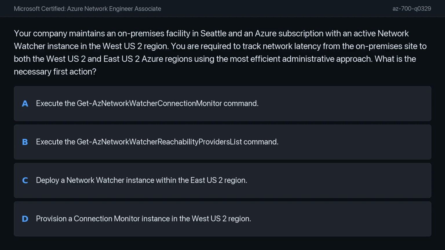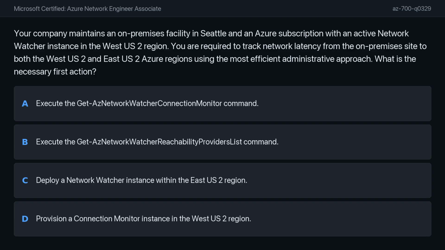Option A, execute the Get-AzNetworkWatcherConnectionMonitor command. Option B, execute the Get-AzNetworkWatcherReachabilityProvidersList command. Option C, deploy a Network Watcher instance within the East US2 region. Option D, provision a Connection Monitor instance in the West US2 region.